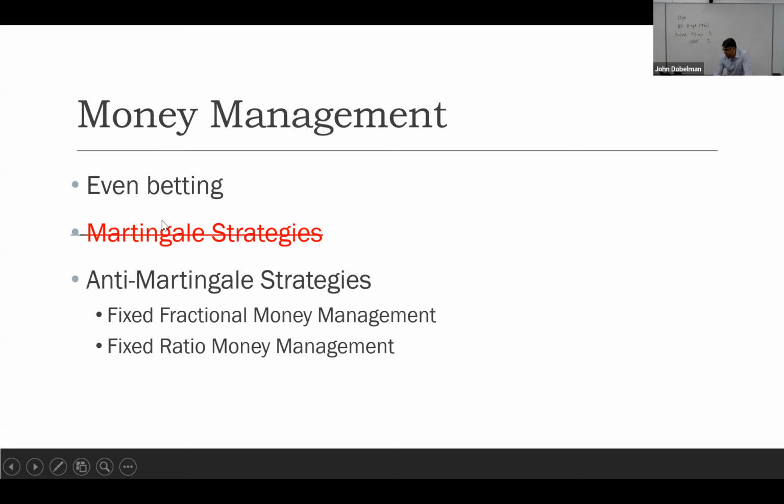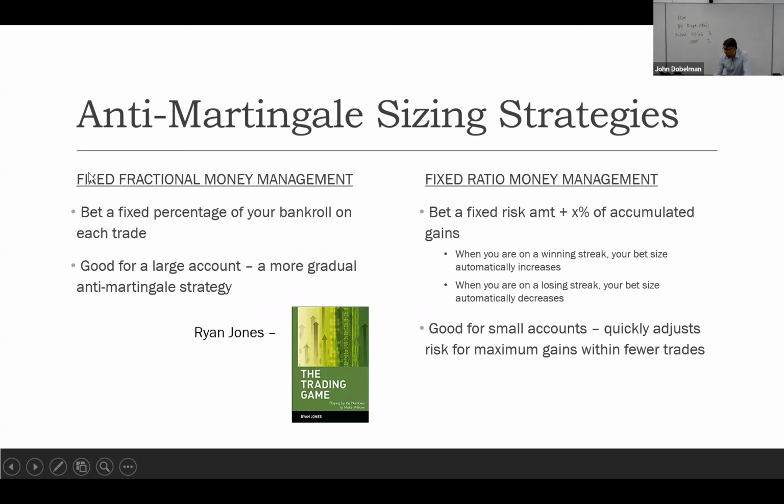So we've eliminated martingale strategies. We have even betting, and we have anti-martingale strategies. I think this is where I'm supposed to go to Excel. Or no, here, I've got another page here. The two anti-martingale strategies I'm going to look at here: one is called fixed fractional money management, and this is basically what you were doing. You're betting a fixed percentage of your bankroll on each trade. It's good for a large account, and it's a more gradual anti-martingale strategy. And then fixed ratio money management, where you bet a fixed amount plus X% of accumulated gains.